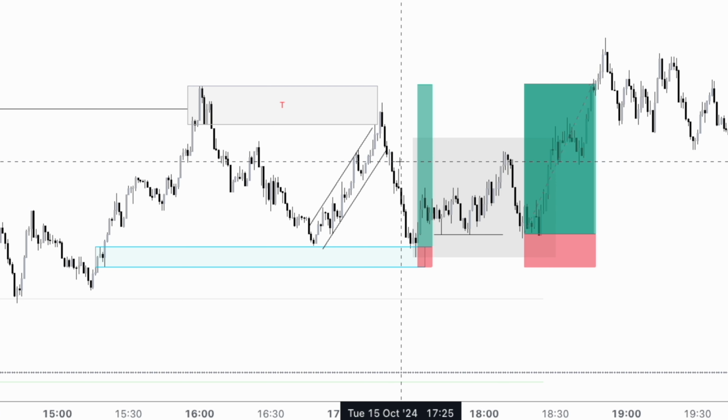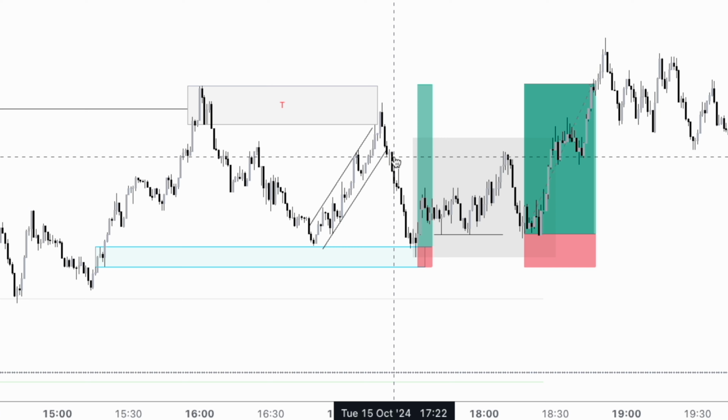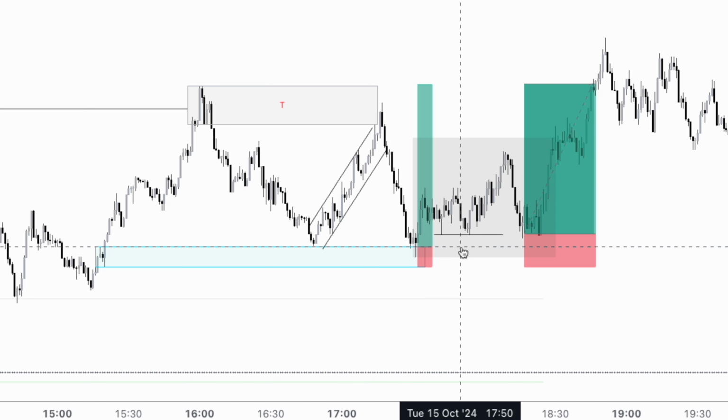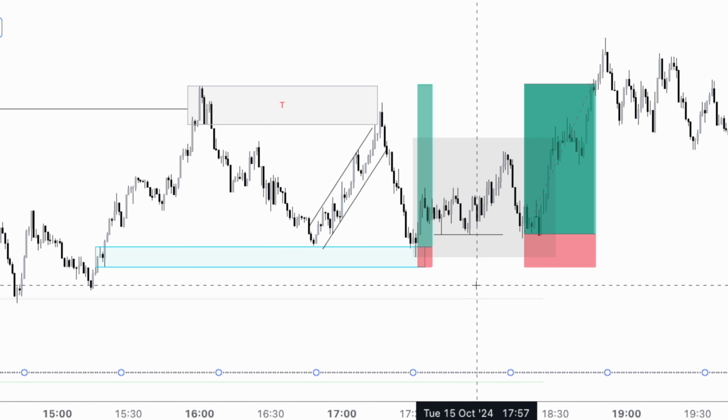I took my partial somewhere around here, around 50% partial. Price came back, did not take me out to break even, because look where my entry is, right here. It did not come all the way back to break even.